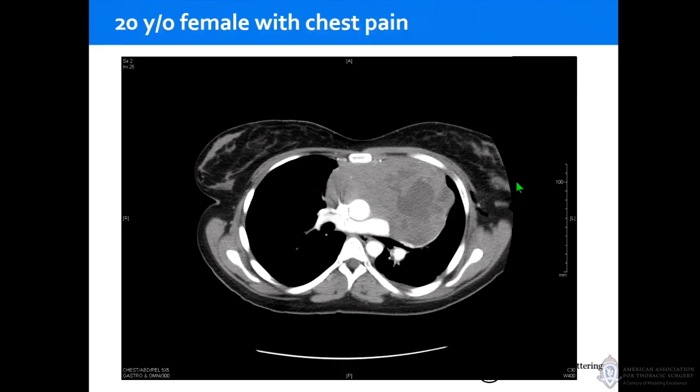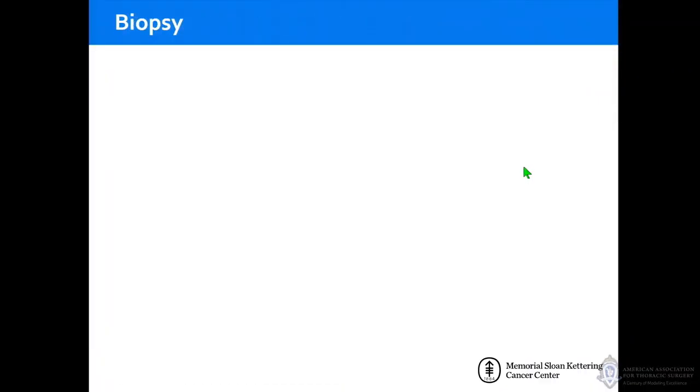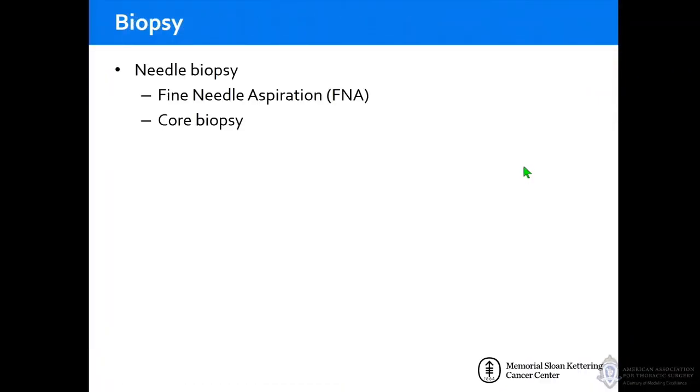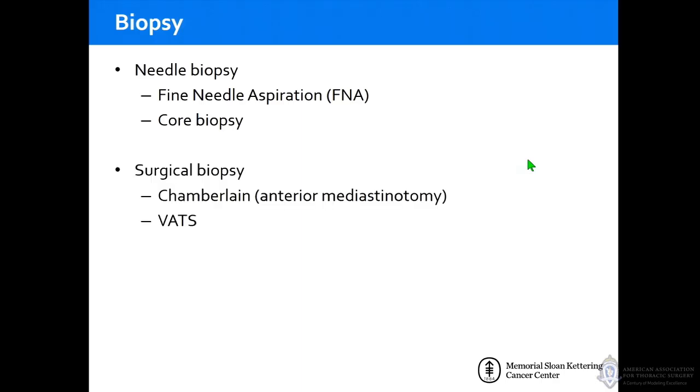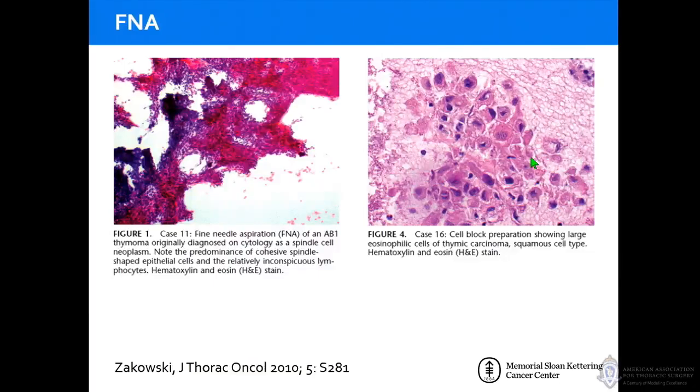So how about this young woman, a 20-year-old female with chest pain? It may not be immediately apparent that it's resectable, so she underwent a biopsy. Now you can do an FNA, you can do a core biopsy. What's the difference? Or you could do a surgical biopsy. You could do a Chamberlain, you could do a VATS.